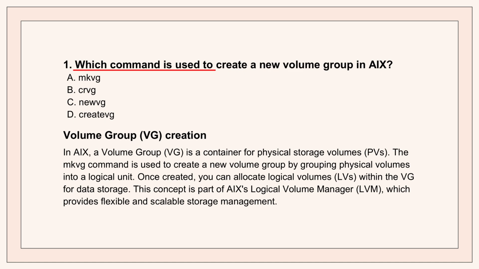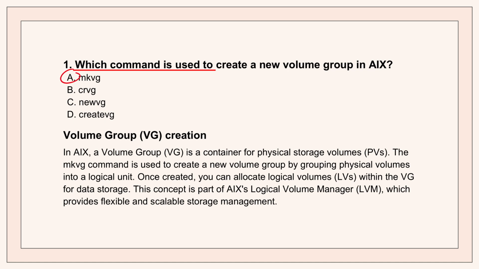Question 1. Which command is used to create a new volume group in AIX? Options: A, mkvg; B, crvg; C, newvg; D, createvg. And the answer there is A, mkvg. mkvg. Okay, so why this command? What's the basic idea behind volume groups in AIX storage?